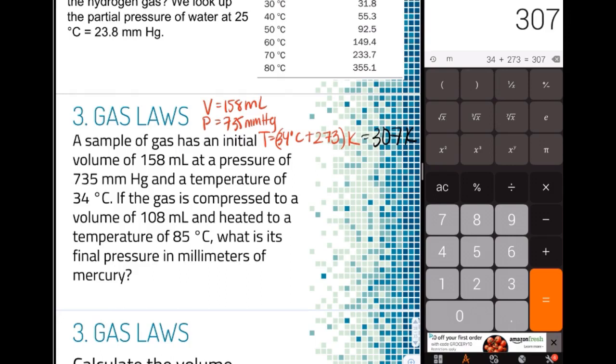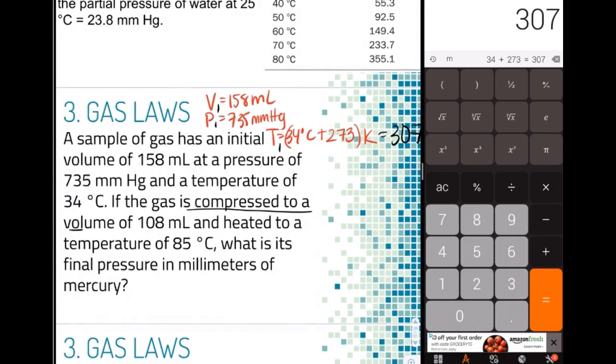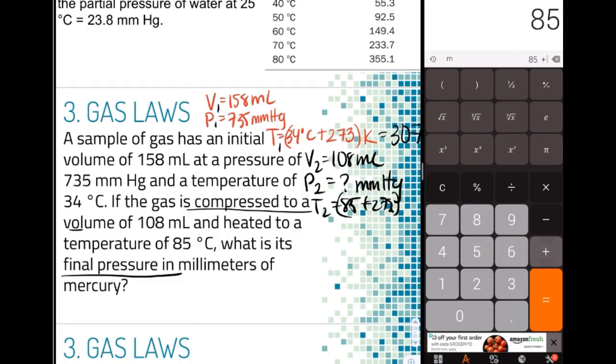Now it gives me a gas is compressed to a new volume. So as soon as I see that's new, all of these now become my ones, my initial. And so now I'm going to write some 2's. And so I have a V2, which is 108, a P2, which is the final pressure, so I want to know what that is. Unit is millimeters Hg. And then you have your T2, which is again 85 plus 273, don't let it live. And you can do that conversion if you want to, 358 Kelvin.